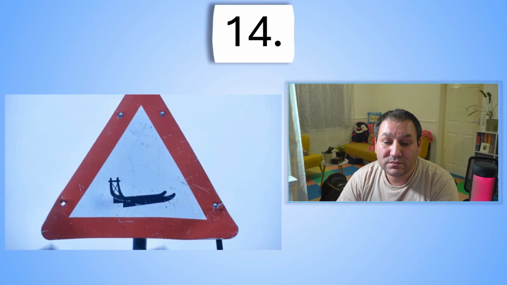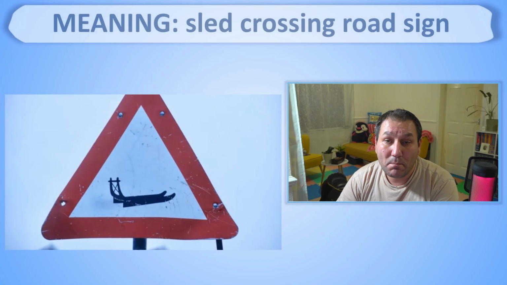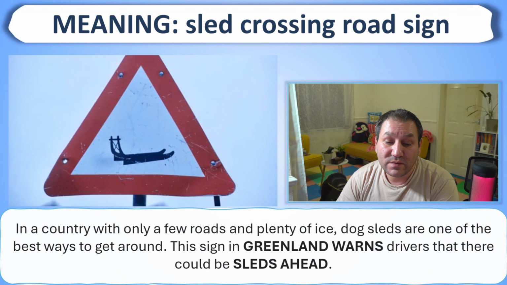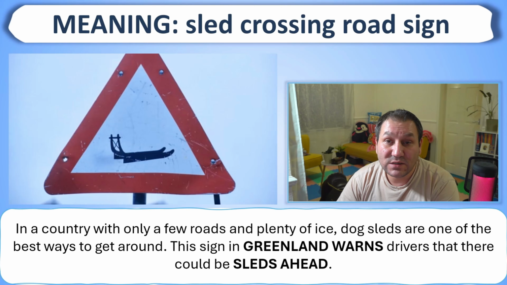14. Meaning sled crossing road sign. In a country with only a few roads and plenty of ice, dog sleds are one of the best ways to get around. This sign in Greenland warns drivers that there could be sleds ahead.